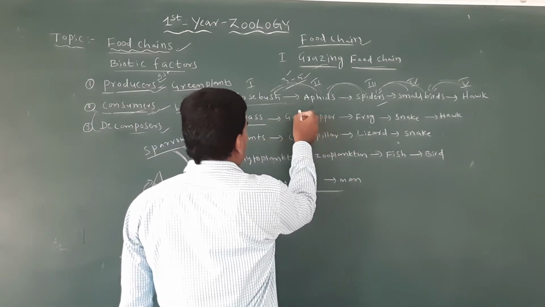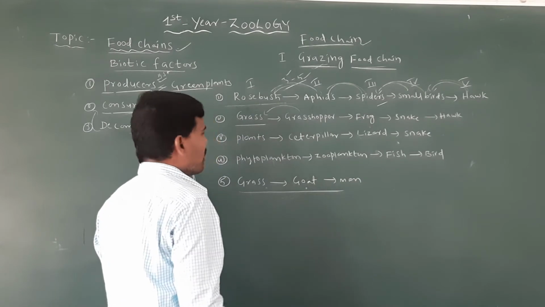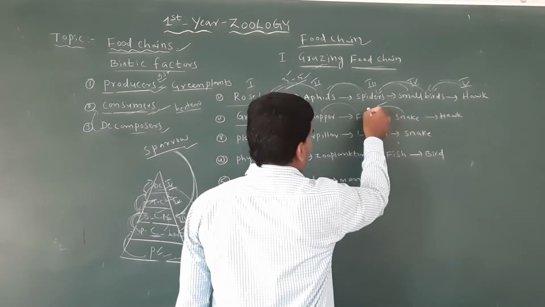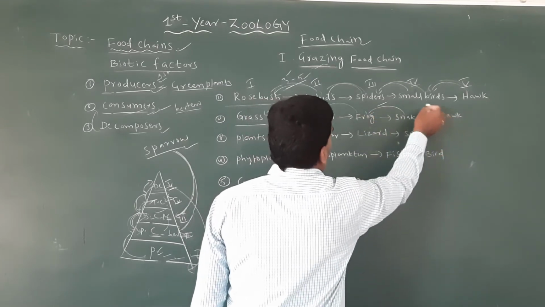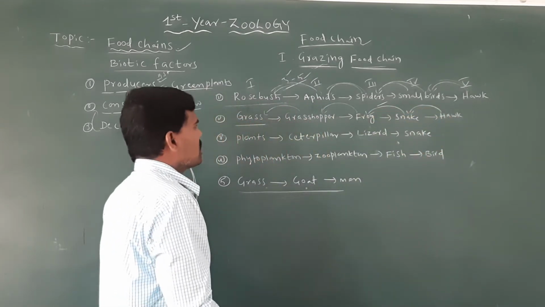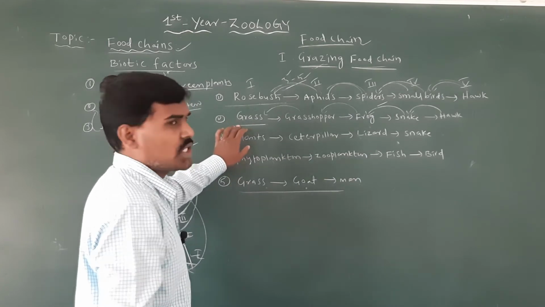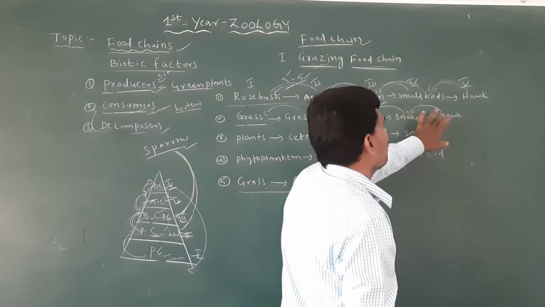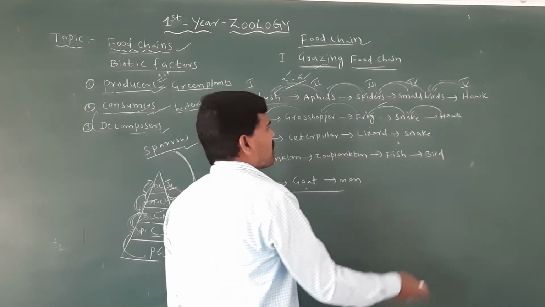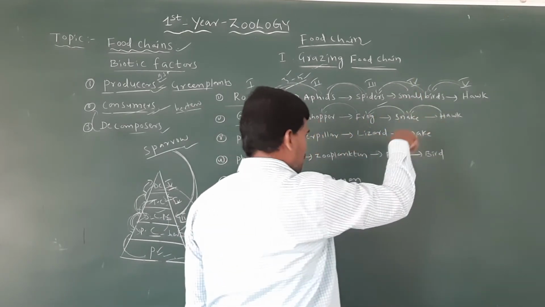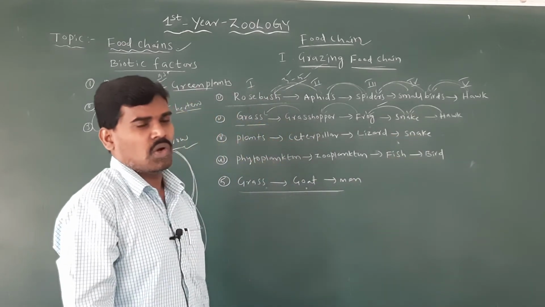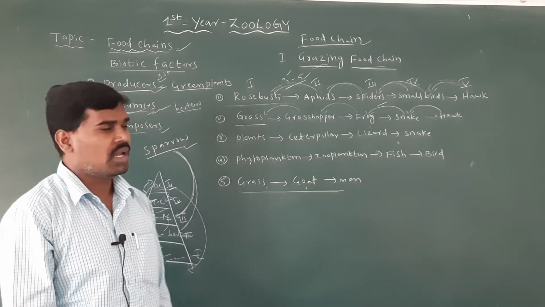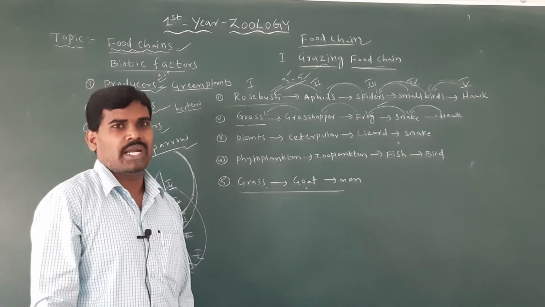Next, the grasshoppers feed on the grass. Frogs feed on the grasshoppers, snakes feed on the frogs, and the hawk feeds on the snake. So this is also 5 trophic levels: first, second, third, fourth, fifth. The last trophic level depends upon the lower trophic levels, from the first trophic level up to the last.